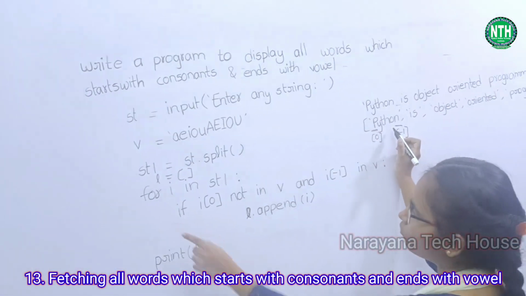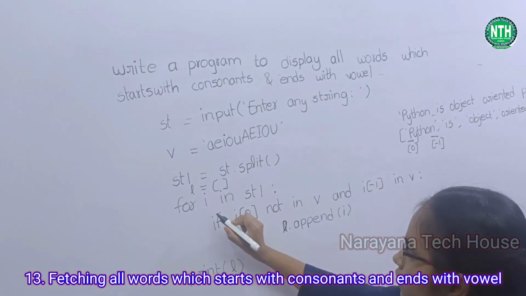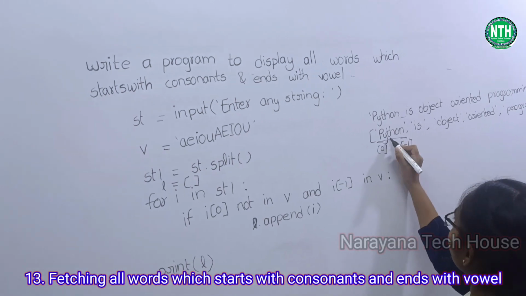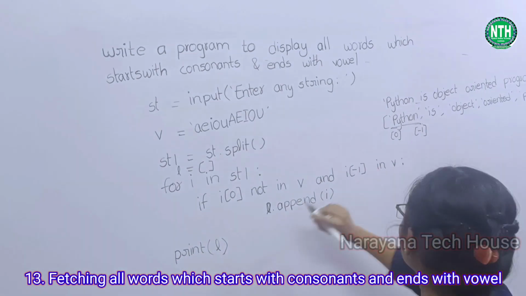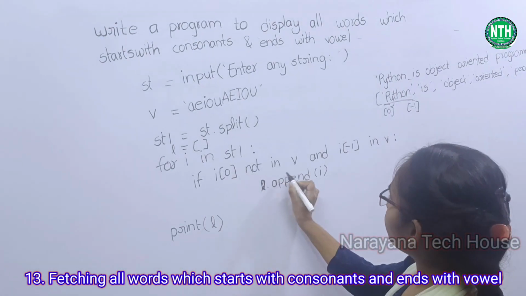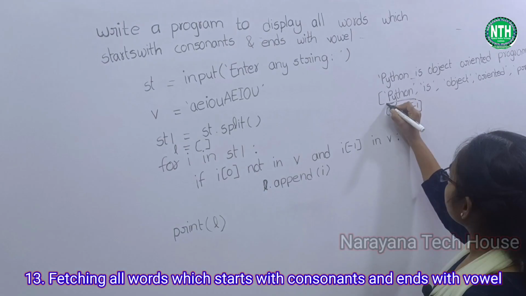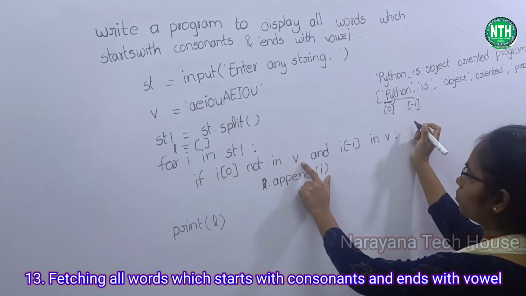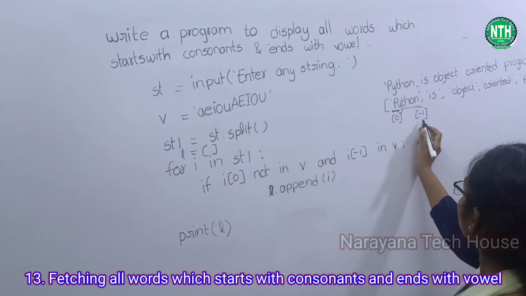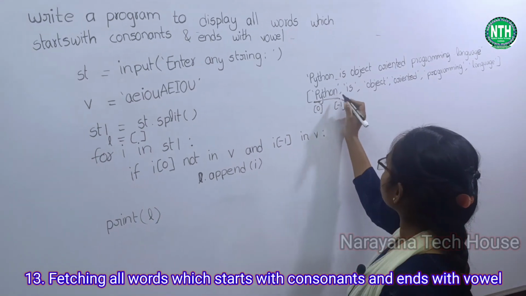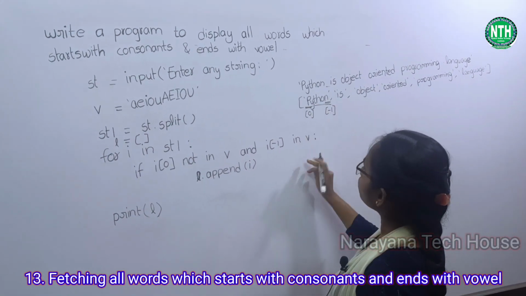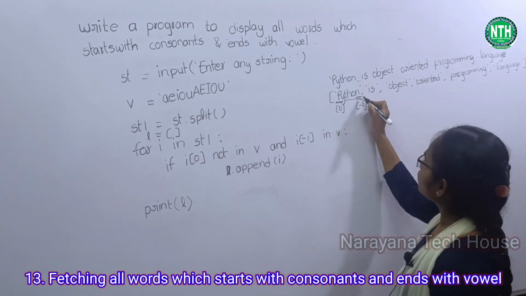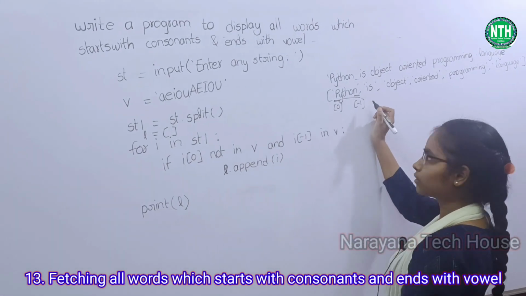First take for i in st1. What is the first i value in this string? The first i value is Python. In the word Python, i of 0 not in vowel: i of 0 means P, P not in vowel, this condition is true. And i of -1 in vowel: i of -1 here is N. N not in vowel, so this becomes false. Then the word is not added into this list.